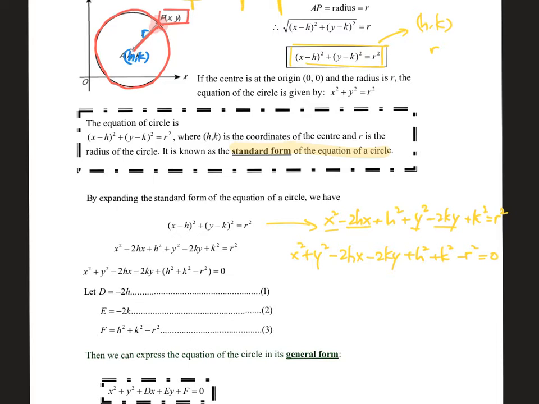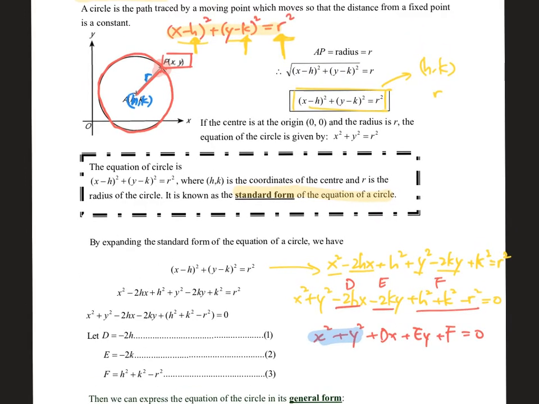If we use three abbreviations to replace minus 2h, minus 2k, and h squared plus k squared minus r squared, by using the letters big D, big E, and big F, now the formula can be generalized as x squared plus y squared plus Dx plus Ey plus F equal to 0. The most important thing you can see in the equation of circle will be the existence of x squared plus y squared equal in number, 1x squared and 1y squared. While the D, E, F may exist or not, each of them tells you some important pieces of information.